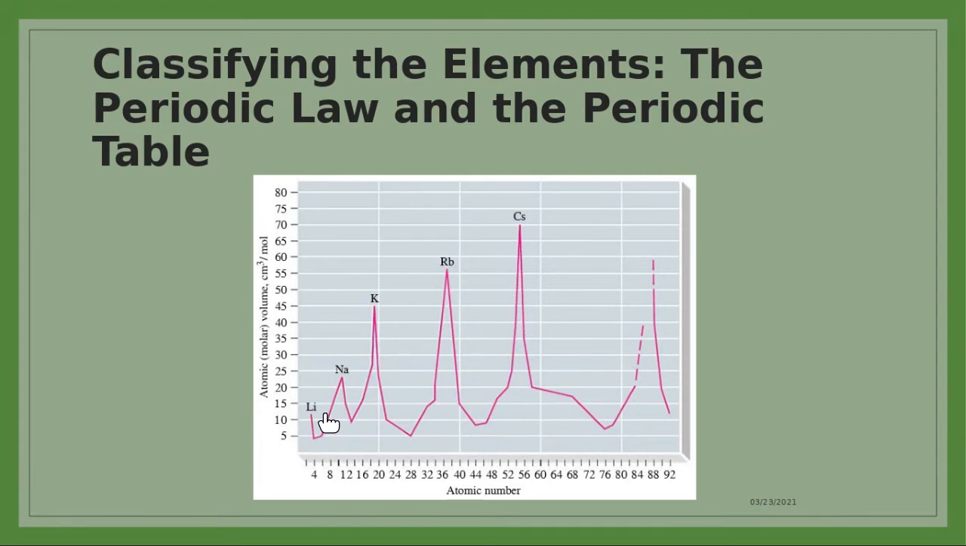From lithium to cesium, the atomic volume is increasing. The atomic number is increasing also, and that means the atomic radius, or atomic volume, is increasing. Why is the atomic volume increasing here? Think about that, and then I will ask you again, okay?